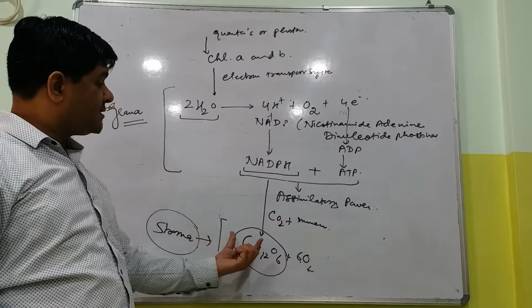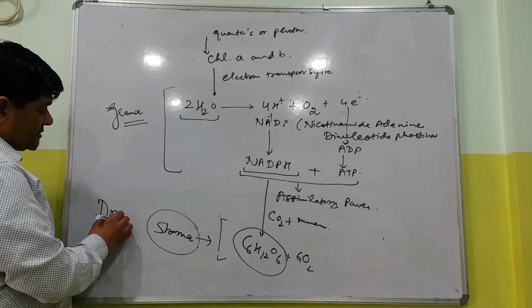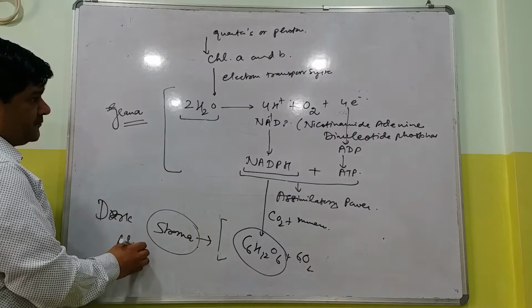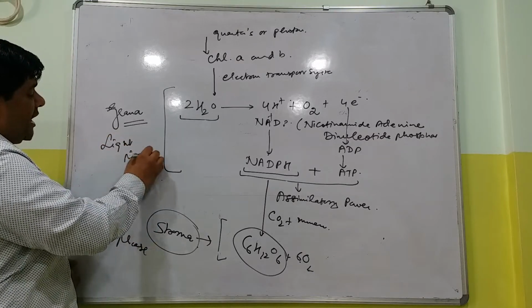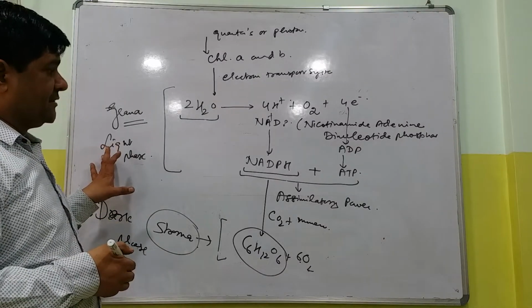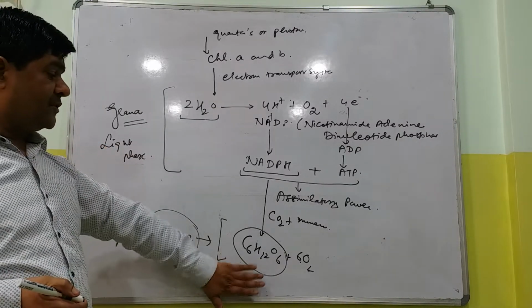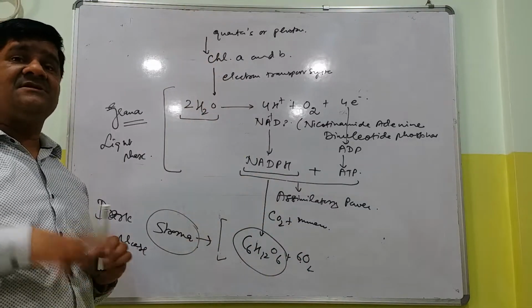This is known as the dark phase of photosynthesis. This is the light phase and this is the dark phase. Okay, dark reaction we can say, and this is light reaction. So it results in the formation of glucose and oxygen. This is how the mechanism of photosynthesis takes place.